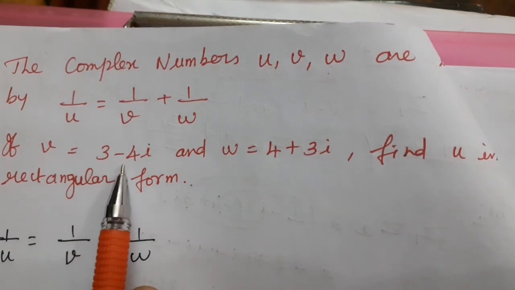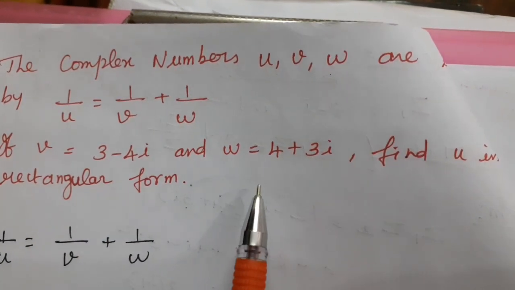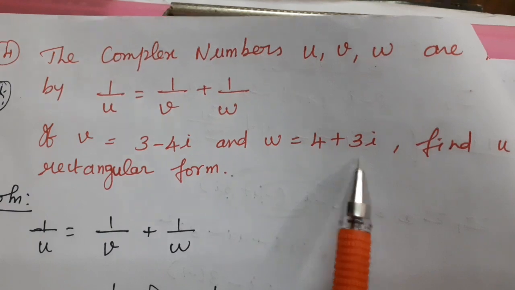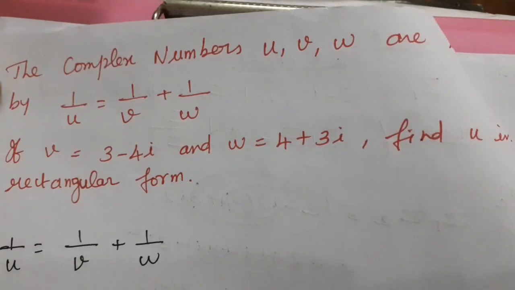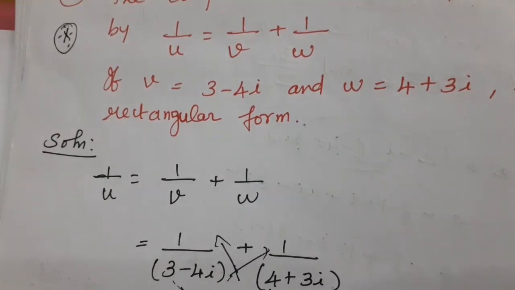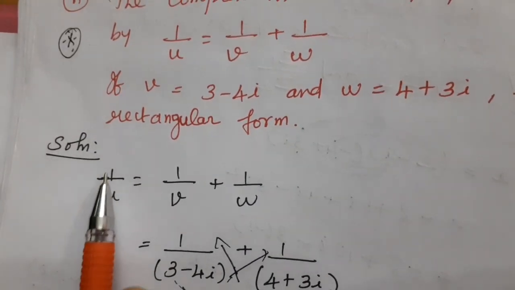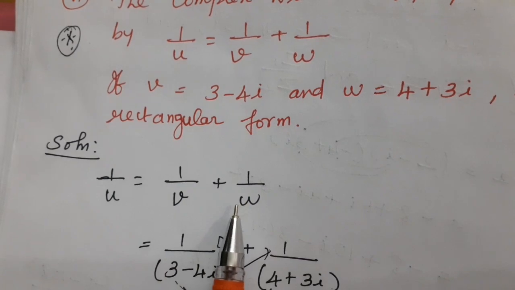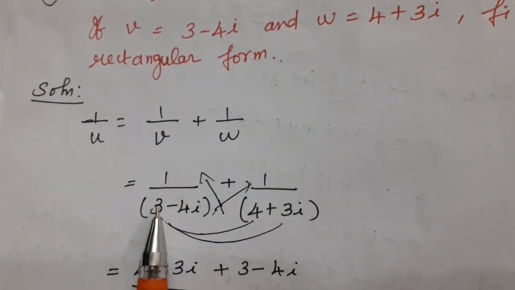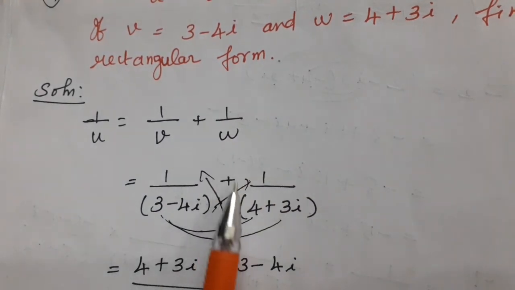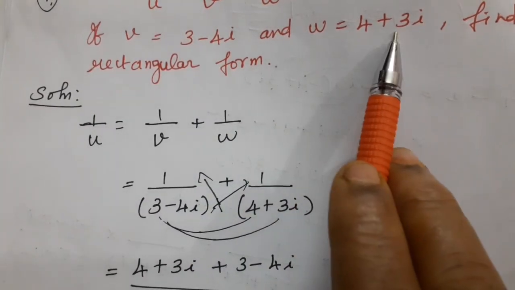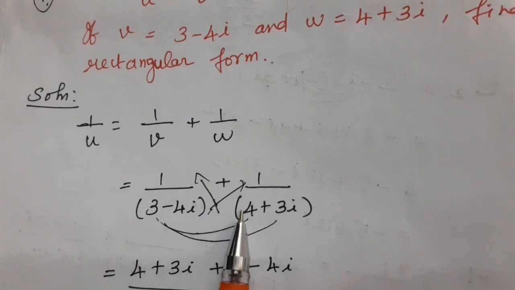If v equal to 3 minus 4i and w equal to 4 plus 3i, find u in the rectangular form. Rectangular form is nothing but Cartesian form, everything in the a plus ib form. So what is the solution? 1 by u equal to 1 by v plus 1 by w. Instead of v, substitute what is given, 3 minus 4i, plus 1 by w, instead of w, 4 plus 3i. Just cross multiplication.